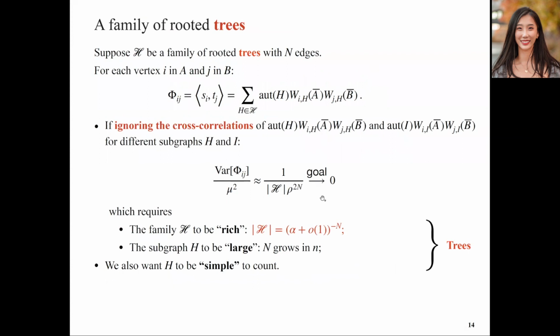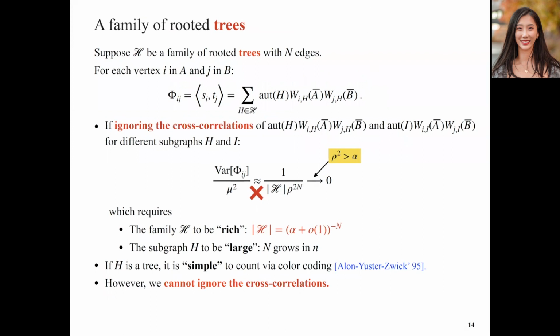And we can show that this ratio converges to 0 if the correlation is larger than the square root of Otter's tree counting constant. And if H is a tree, it is simple to count via a randomized algorithm called color coding. However, note that we cannot ignore the cross correlation between different terms within the summation here. So all of these calculations shown here are ignoring the existence of the cross correlations, which is not okay.